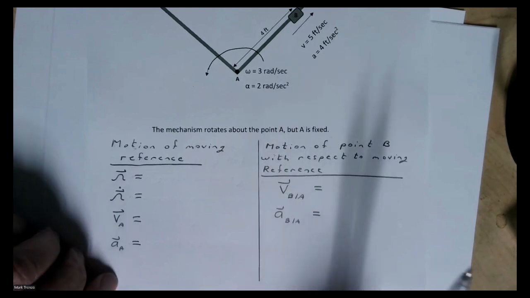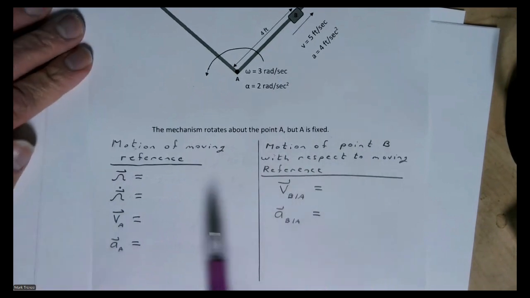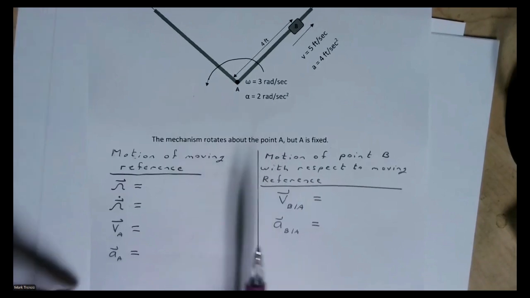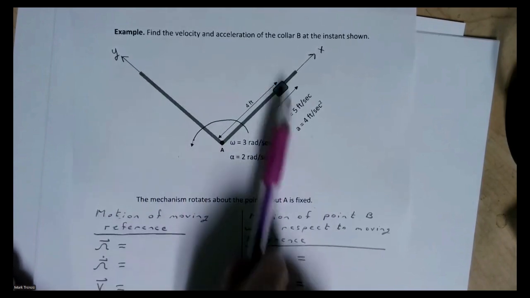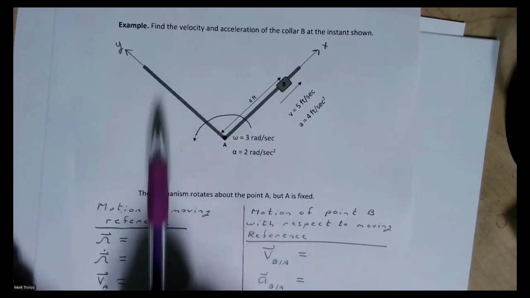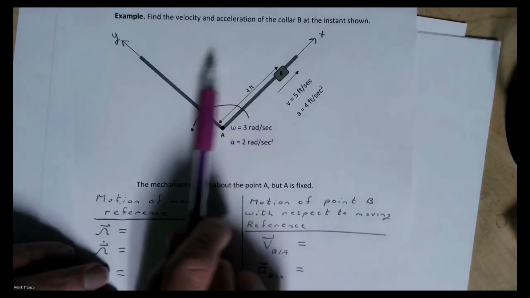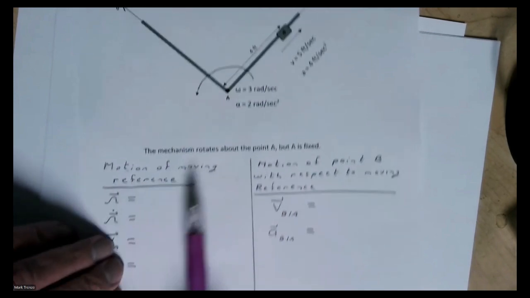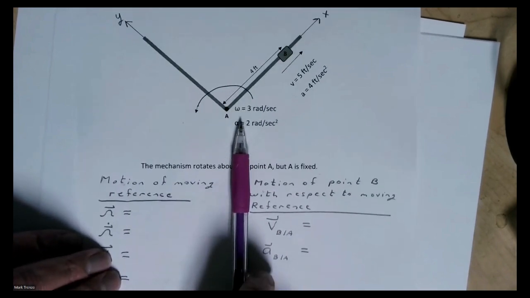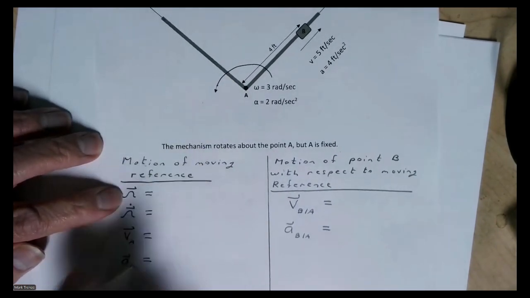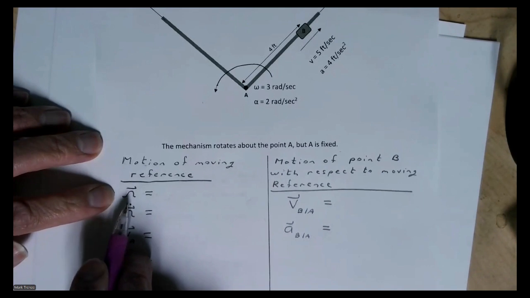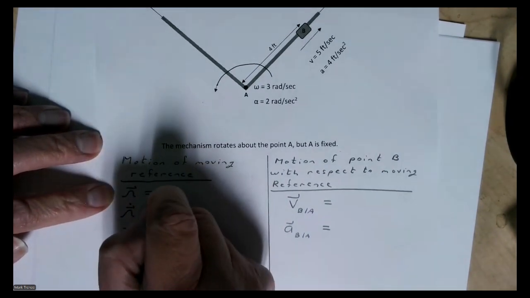Again, the one good thing about this method is you can do these things separately. In other words, everything over here has to do with the main body that's rotating or translating. And all you have to do is figure out what it is doing. So in this case, this body here is rotating at 3 radians per second, and that's going to be the angular velocity. Remember, in this method, the angular velocity is omega, so it's going to be 3 radians per second.